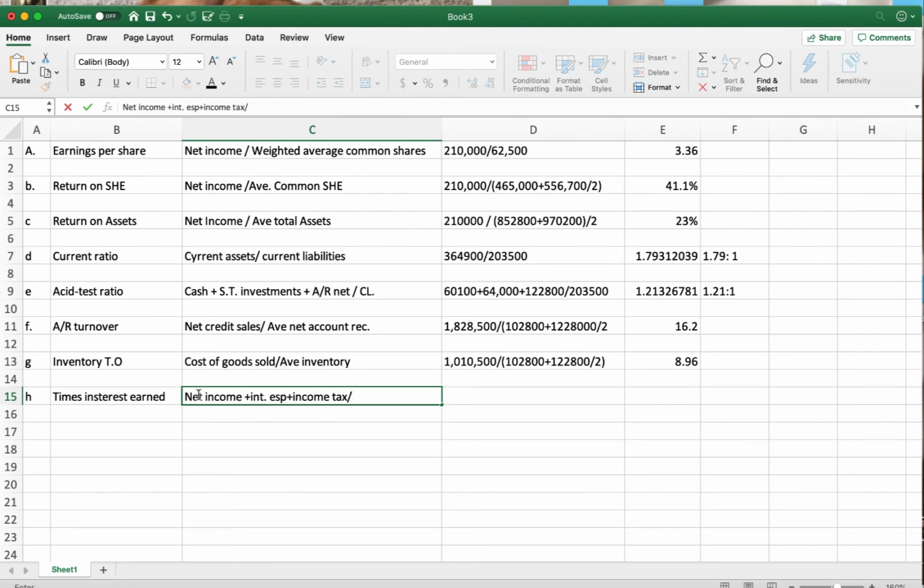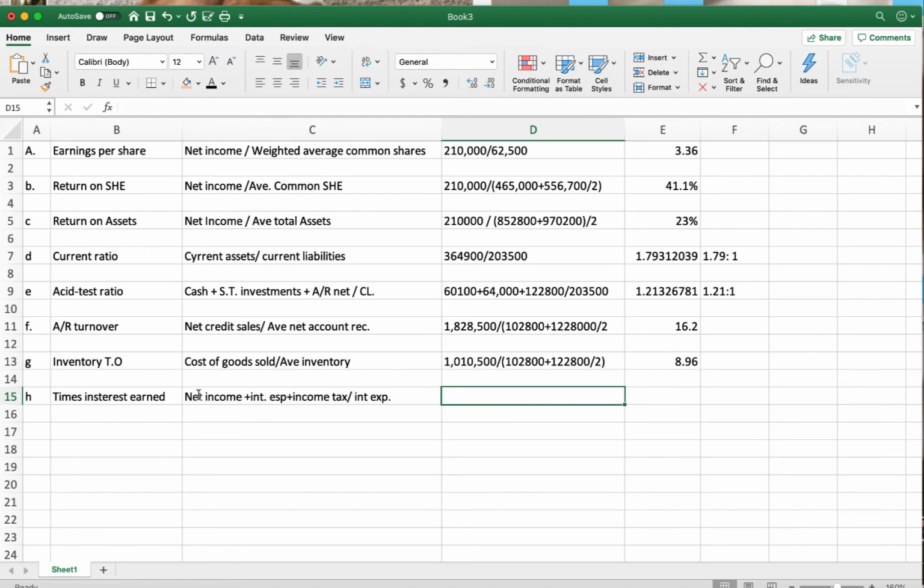And then we're going to divide by our interest expense. Super easy, right? So what numbers are we using here? Well, my net income really hasn't changed. Actually, bear with me here. Oh, they give us the number, right?